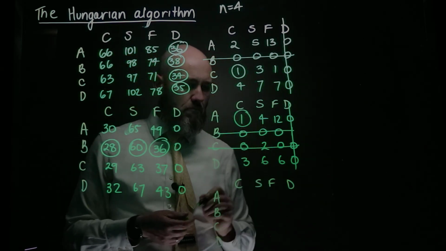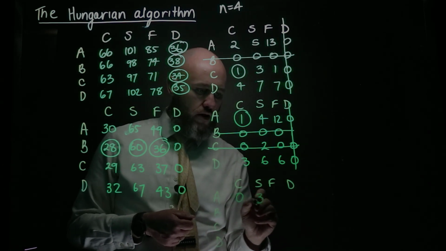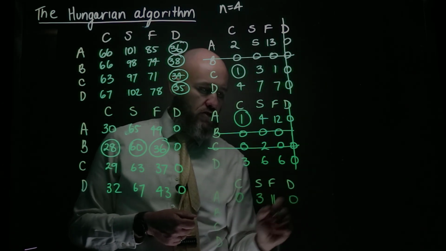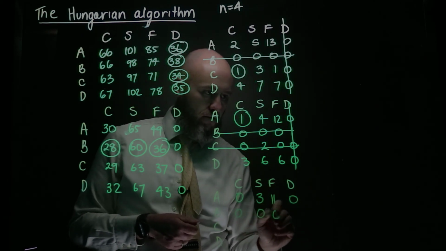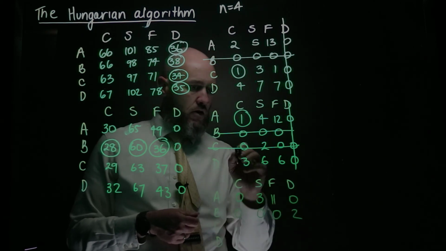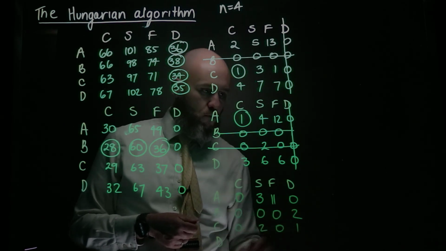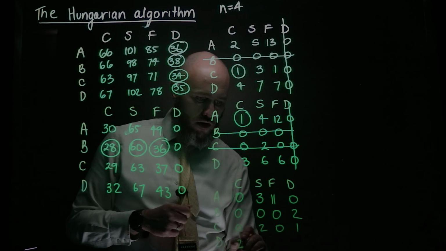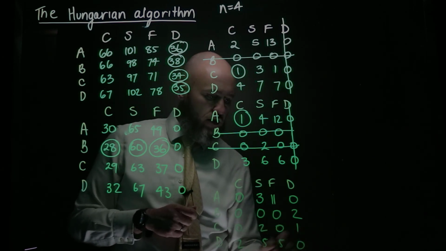My minimum is 1, so I'm going to subtract 1, subtract 1, subtract 1, leave the same as it's got 1 line over it. I'm going to leave the same, leave the same, leave the same, add 1. Leave the same, leave the same, leave the same, add 1. And I'm going to subtract 1, subtract 1, and leave the same.